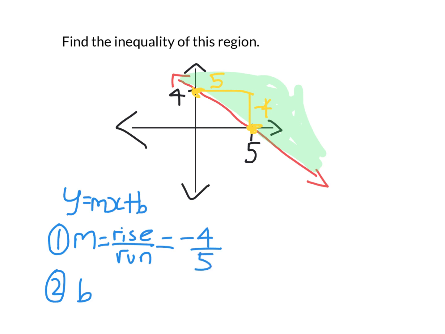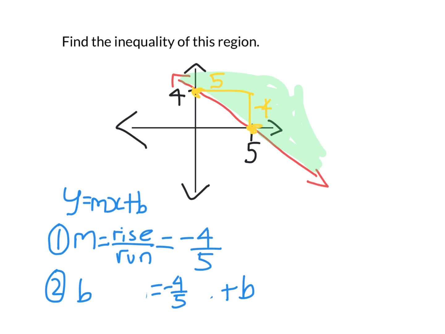So the next step is to find b. How do we do that? Well, we take our equation y equals mx plus b. Firstly, we're going to substitute m. So to substitute m, it's just minus 4 over 5. That's why we always find the gradient first. Now, when substituting x and y, it just comes from one of the points. It doesn't matter which one. I'll just choose this one, which is the point 0, 4.